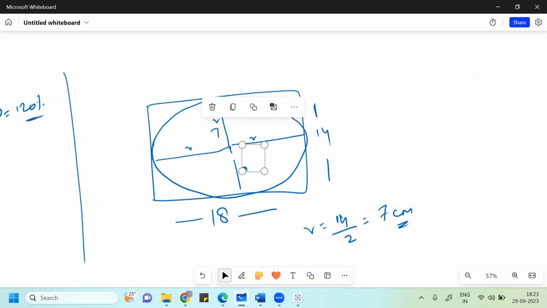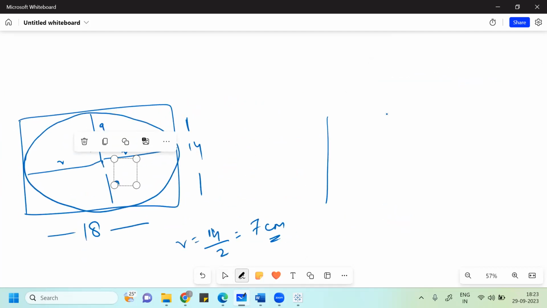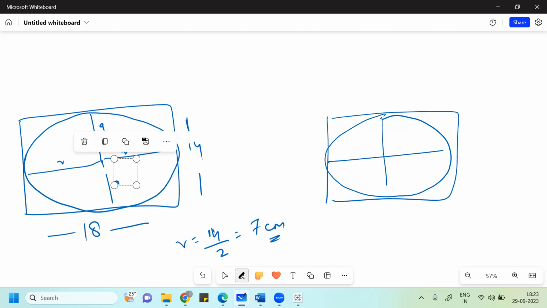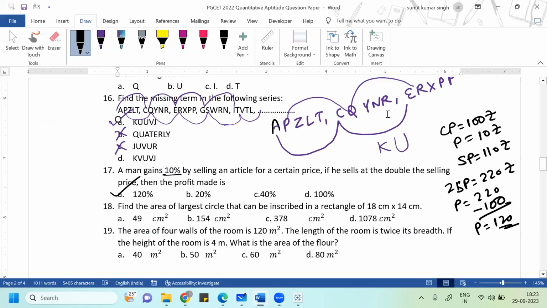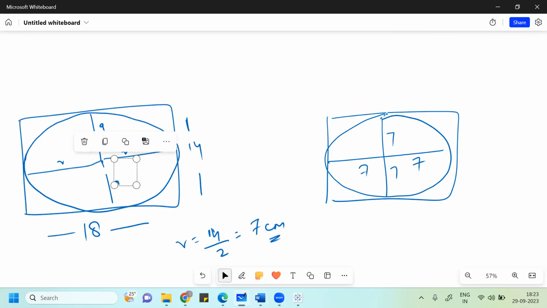I hope you're getting the logic. Because when you're considering the circle, the maximum you can draw, that is 7, 7. So what they're asking is the area of the circle, right? Area means, what is the formula of the area of a circle? Pi r square. Pi is 22 by 7 and radius is 7. So this value will be 154.